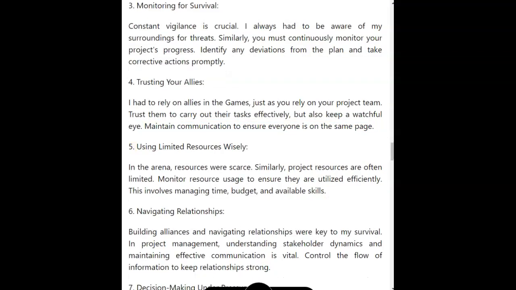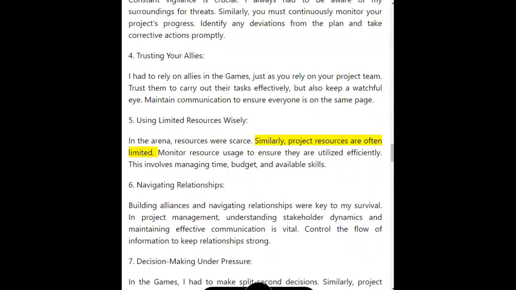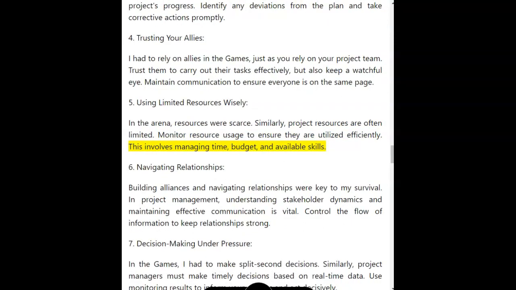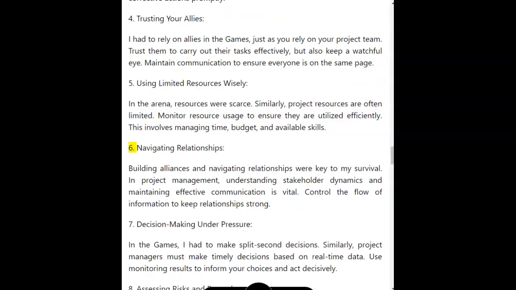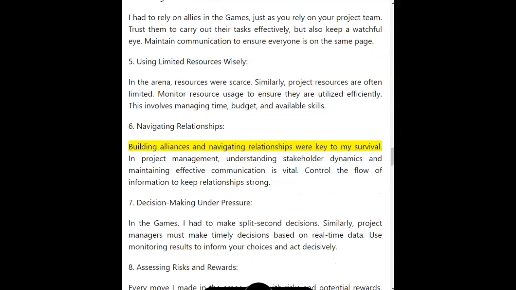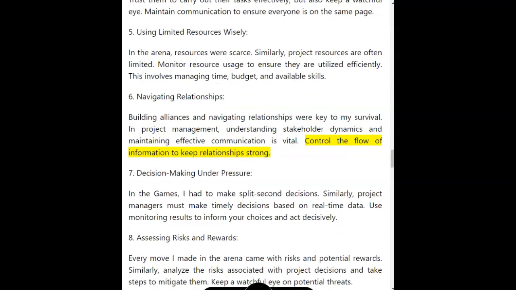5. Using limited resources wisely. In the arena, resources were scarce. Similarly, project resources are often limited. Monitor resource usage to ensure they are utilized efficiently. This involves managing time, budget, and available skills. 6. Navigating relationships. Building alliances and navigating relationships were key to my survival. In project management, understanding stakeholder dynamics and maintaining effective communication is vital. Control the flow of information to keep relationships strong.